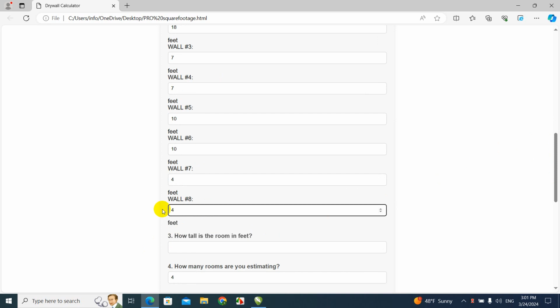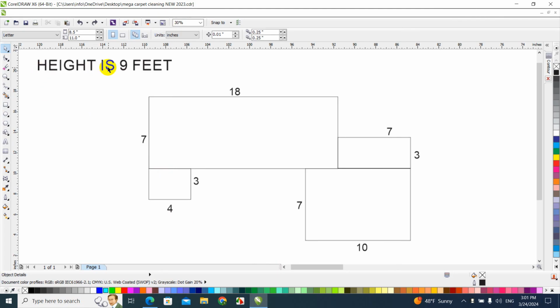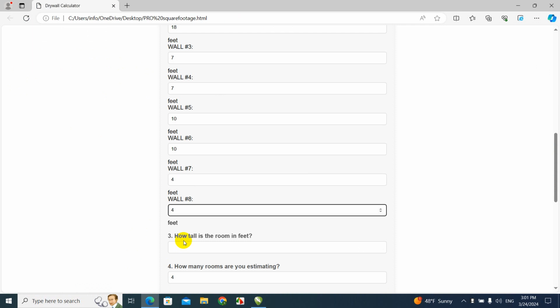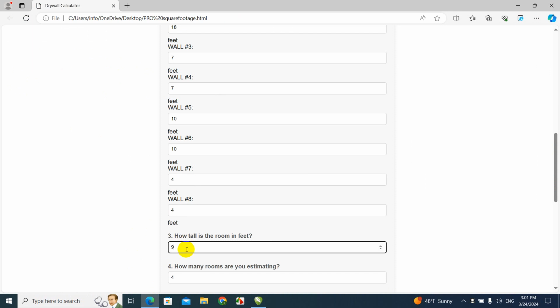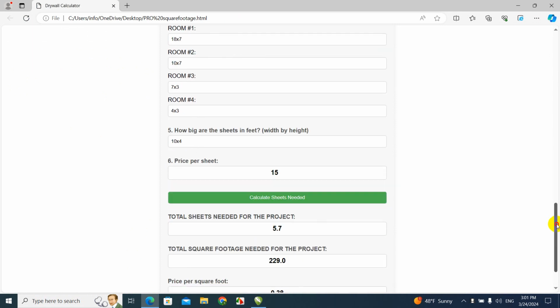All right, in order for us to get the square footage of the walls, you have to know the height of the room that you are estimating. So which is question number 3, how tall is the room in feet? So I have my height here, it's 9 feet. This is just an example. So we're gonna type in 9, and now we're gonna go and calculate.